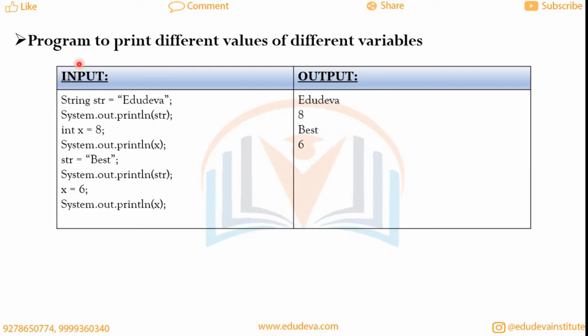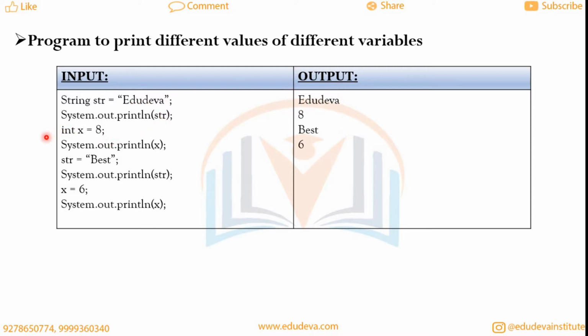Now in this program we will see how we can print different values of different types of variables. In this program we will define a variable of string type and also a variable of integer type. In the first line we are writing string str is equal to Edudeva. It means that it is a variable of string type, the name given is str and the value is Edudeva. In the second line we are writing system.out.println str and there is no inverted comma. It means that it will print the value of str. It means that it will print Edudeva.